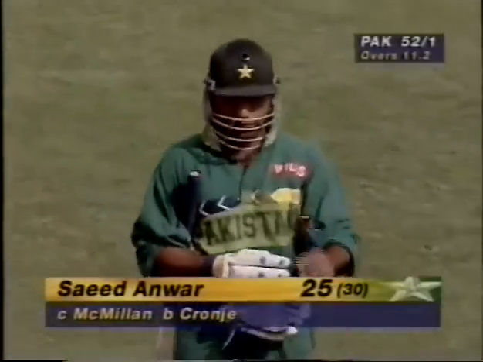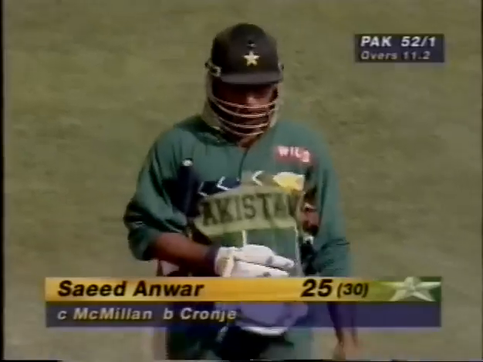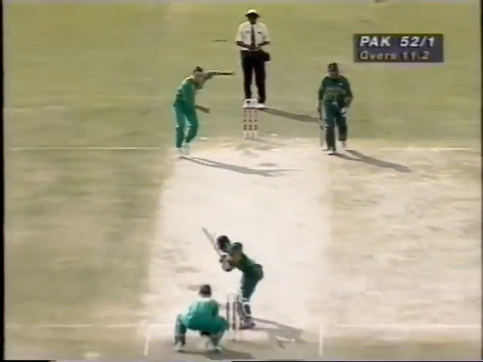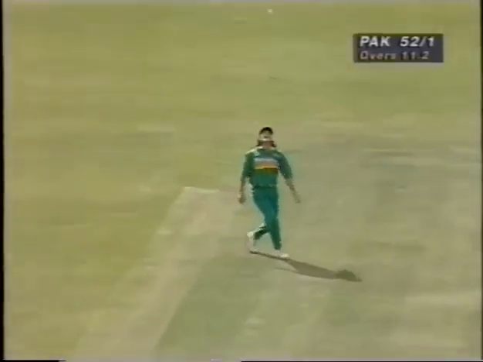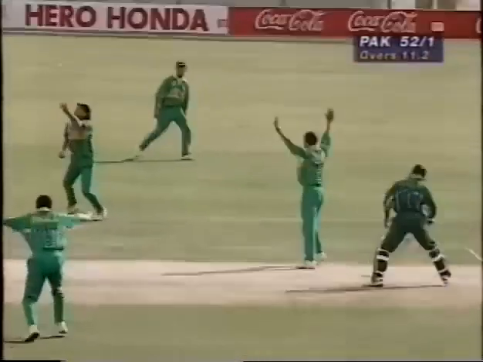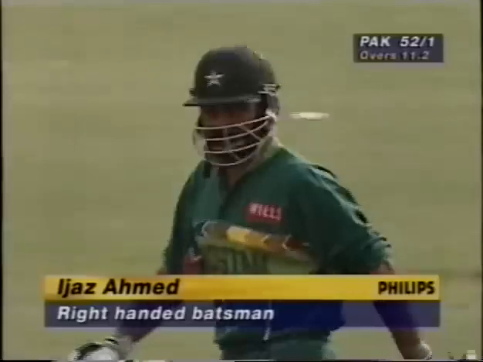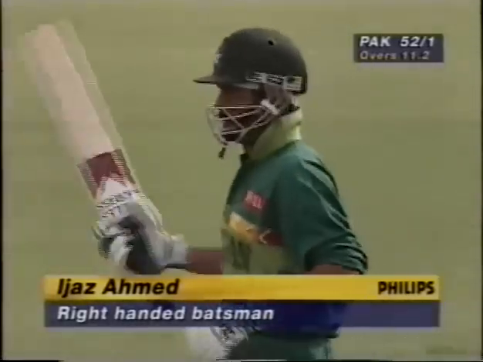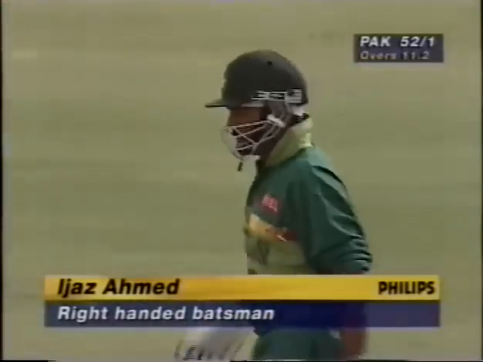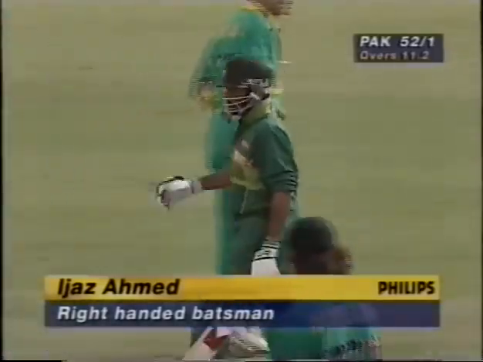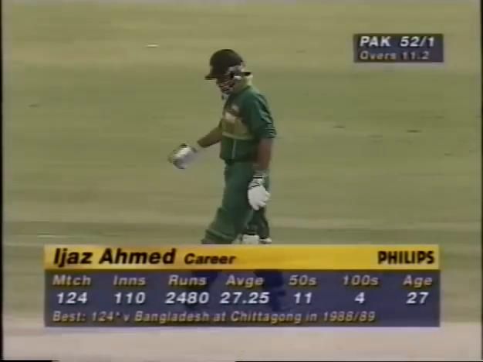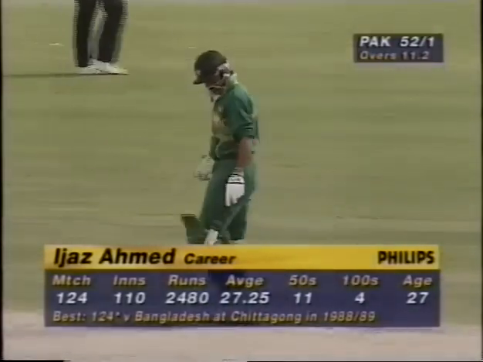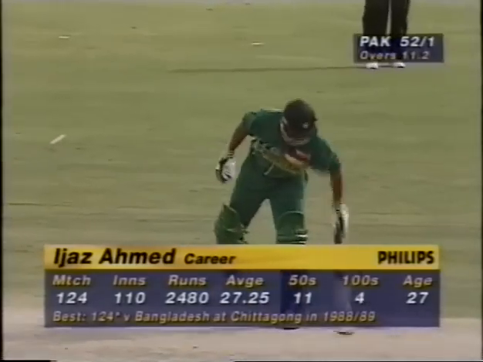Well, I was about to mention that Hansi Cronje. Pakistan 52 for 1. Well, he gets plenty of bat into this stroke. Not far off the ground. Brian McMillan perfectly positioned. That's a truly wonderful catch. It's gone straight to him, but with such power, they take a lot of catching. Ijaz Ahmed, number 3 for Pakistan, 52 for 1. We're in the 12th over. Average of just under 28, Ijaz, and already played 124 one-day internationals.